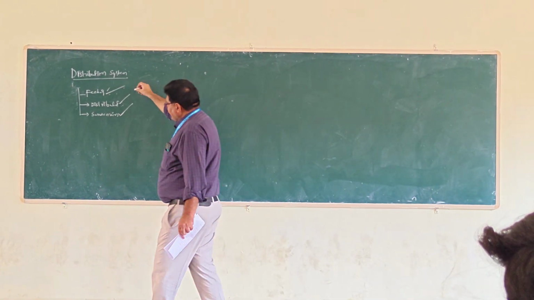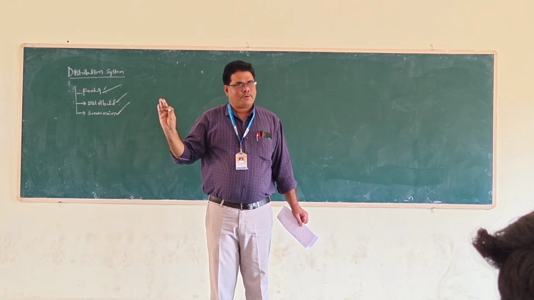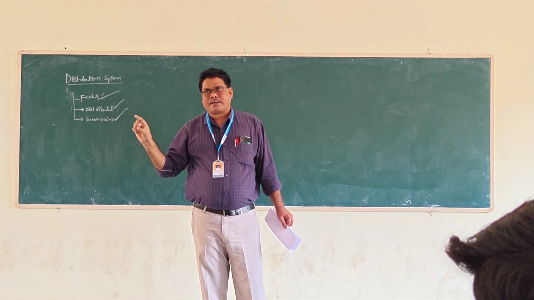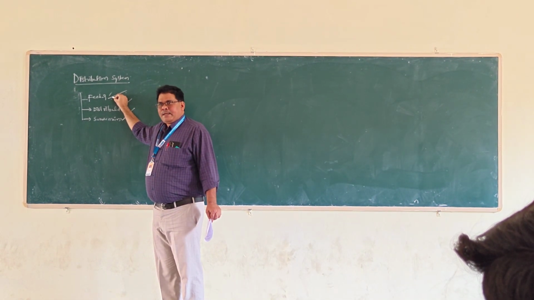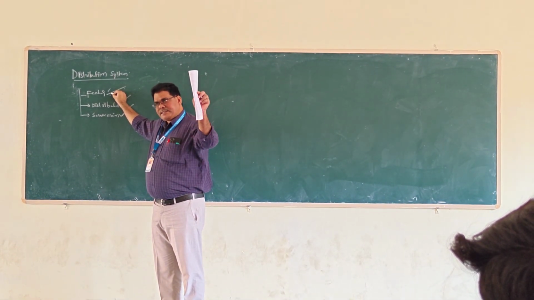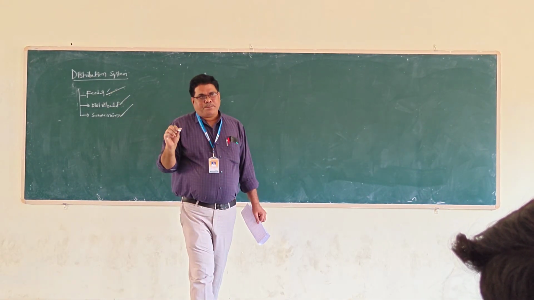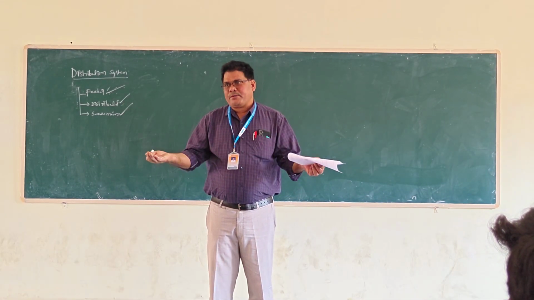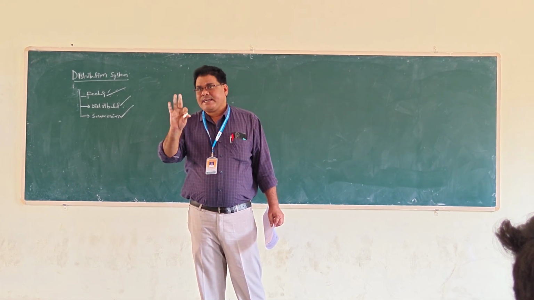So these three are conductors, but there is a difference. Feeder is a conductor, distributor is a conductor, and service main is a conductor. Feeder is the main line from the substation to the area. No connections are taken, the current remains the same, and there is no voltage drop. So that is called feeder. Distributor is also a conductor, but it distributes the power. Once distribution takes place, there is a voltage drop and the current is not the same.